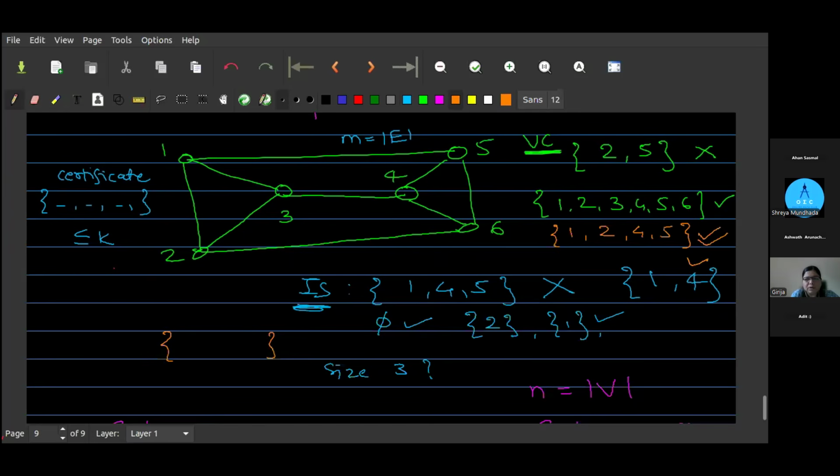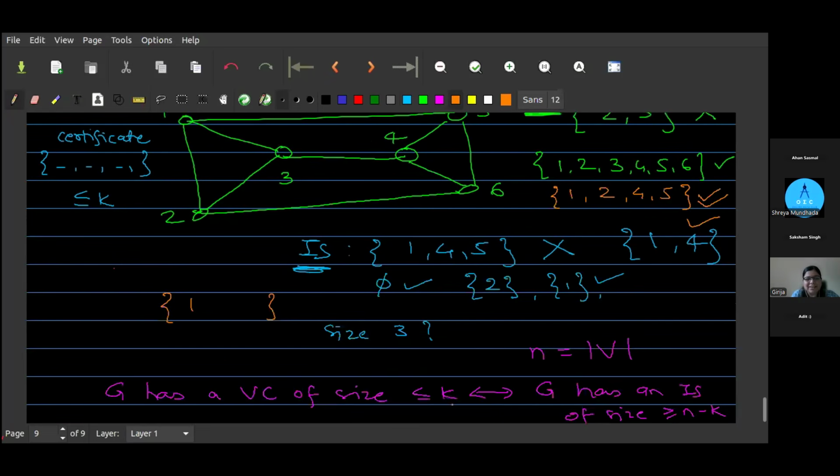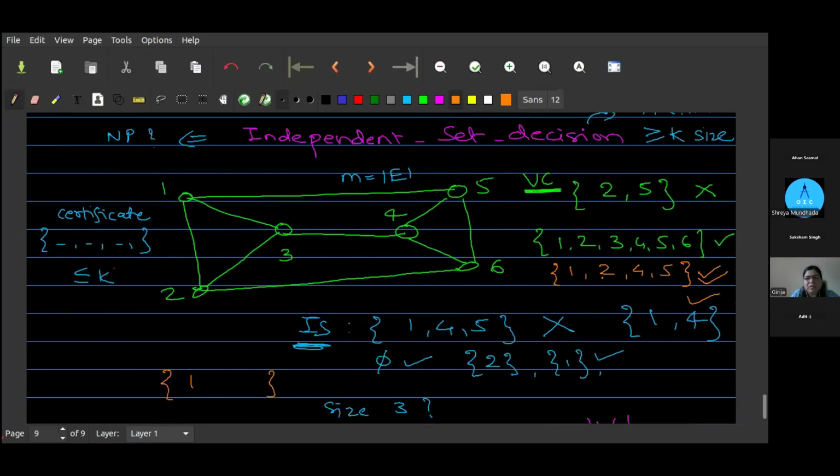So 1, 4 is one, right? But is there a size 3 independent set? No, there cannot be. In fact, that's what I've written here, right? That n minus k and k, they have to sum up to n. So if you have found a minimum vertex cover of size 4, and given that the graph has 6 vertices, you cannot have an independent set of size larger than 2. So in fact, this itself is your optimal solution for the largest size here.